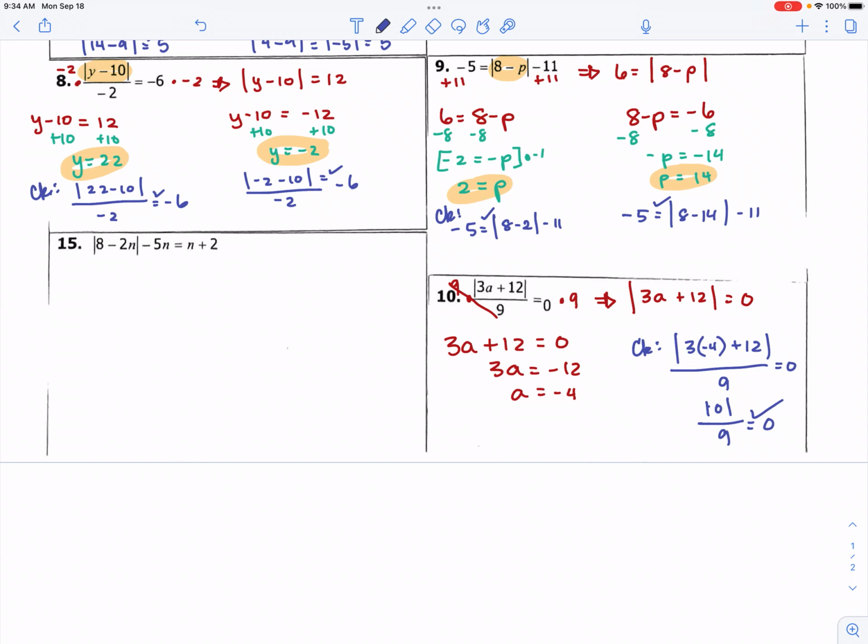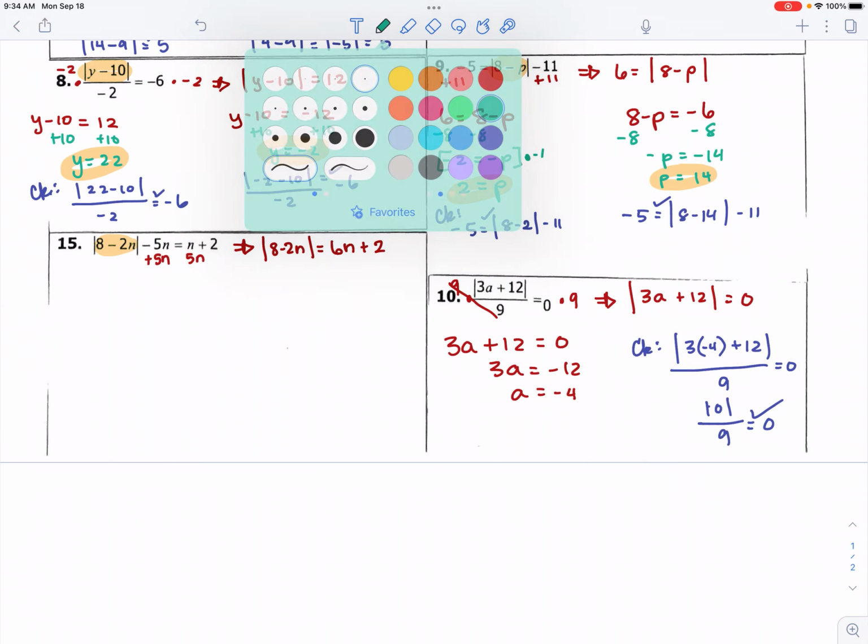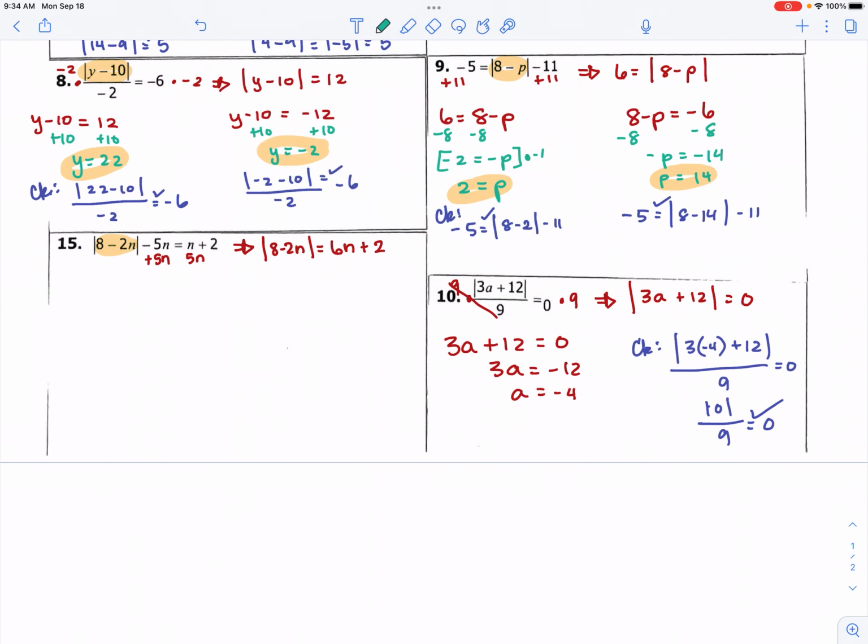And lastly, we want to again isolate this absolute value, so we're going to add 5n to the other side. So that leaves me with the absolute value of 8 minus 2n, and that equals 6n plus 2. Now be careful here. On the opposite side of the absolute value, we have an expression, 6n plus 2. That doesn't change the rules.